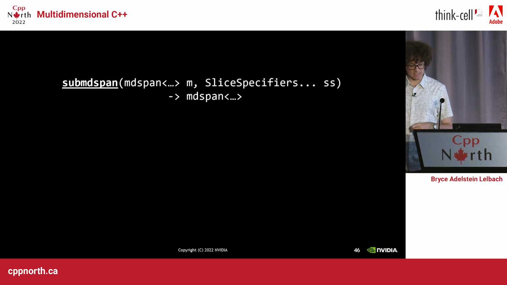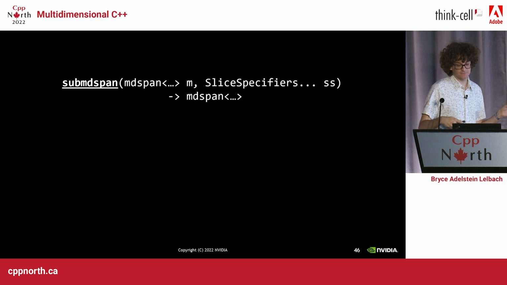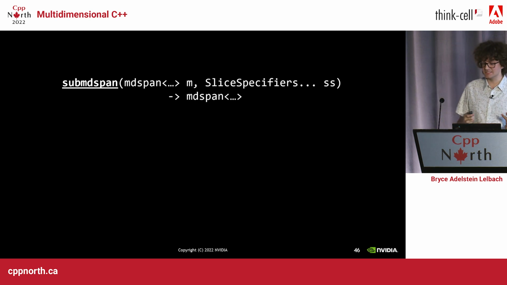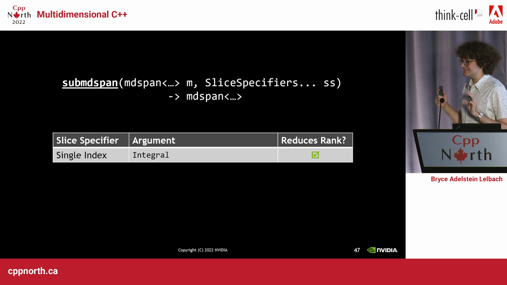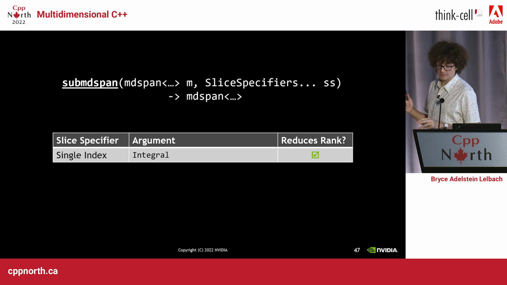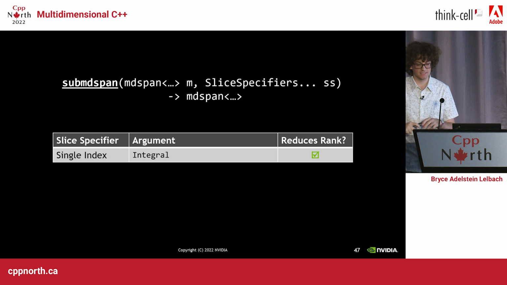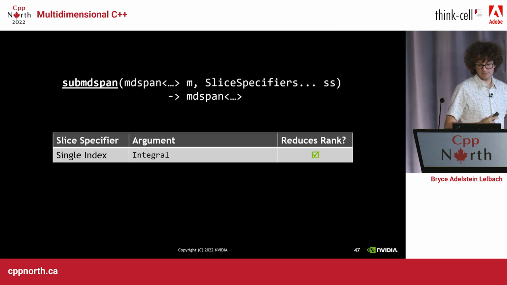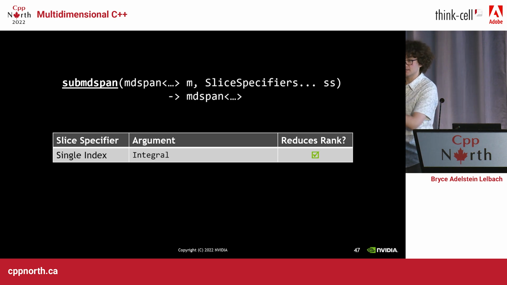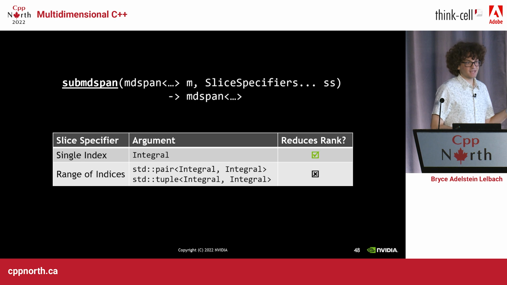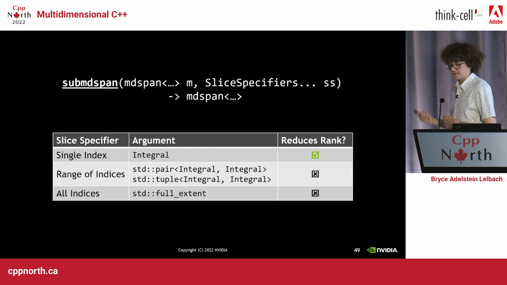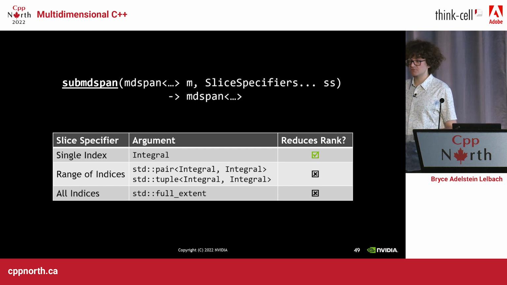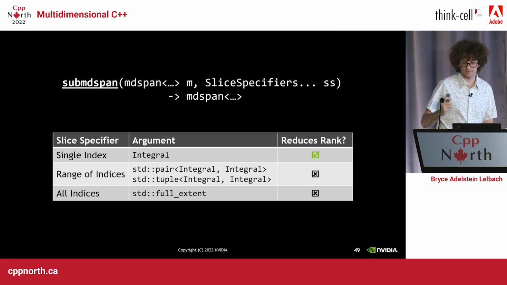So for each extent of the mdspan, you pass a slice specifier to submdspan, and there are 3 different kinds of slice specifiers. You can pass a single index to be selected for an extent by passing an integral as a slice specifier. The rank of the returned mdspan is reduced by 1 for each single index slice specifier because you've sort of sliced away that entire dimension. You can also pass a range of contiguous indices to be selected for an extent. And then finally, you can pass full_extent, which is this magic value that says select the entire extent.